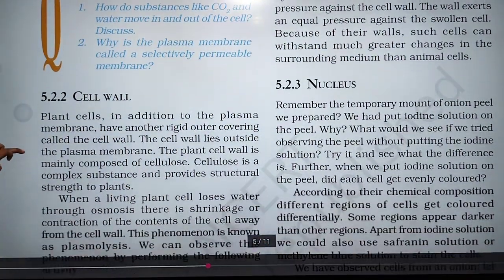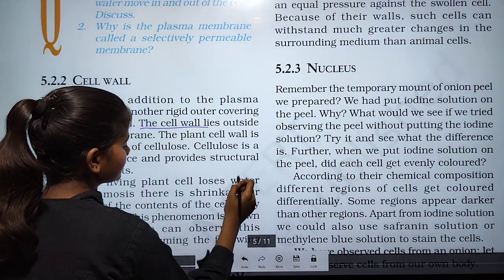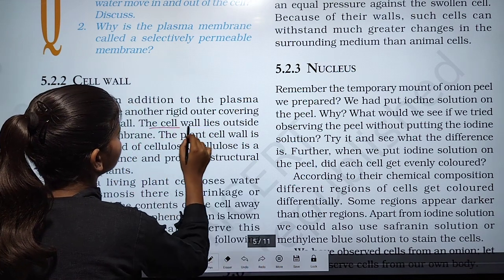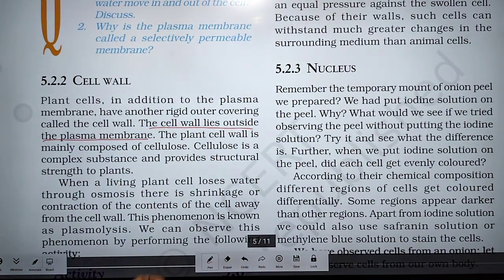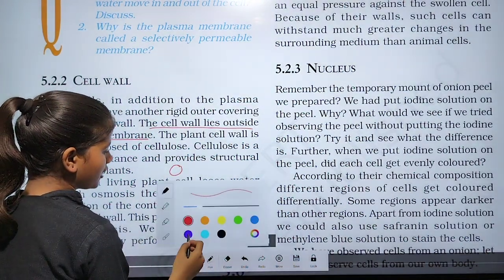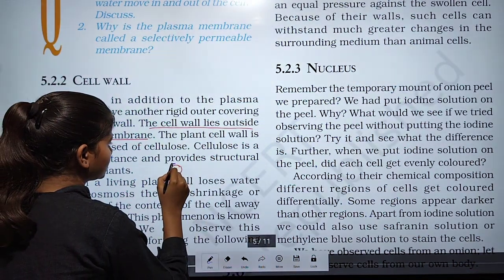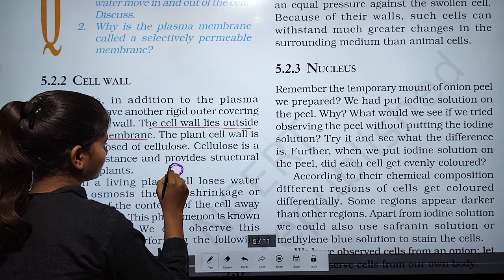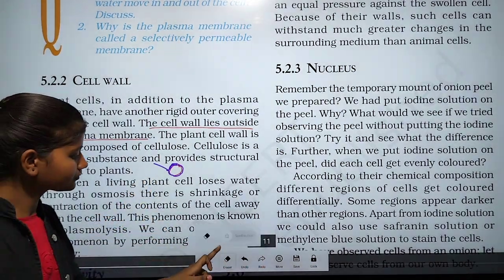The cell wall lies outside the plasma membrane. This one is the plasma membrane, and outside the plasma membrane, the rigid layer is called what? Cell wall.